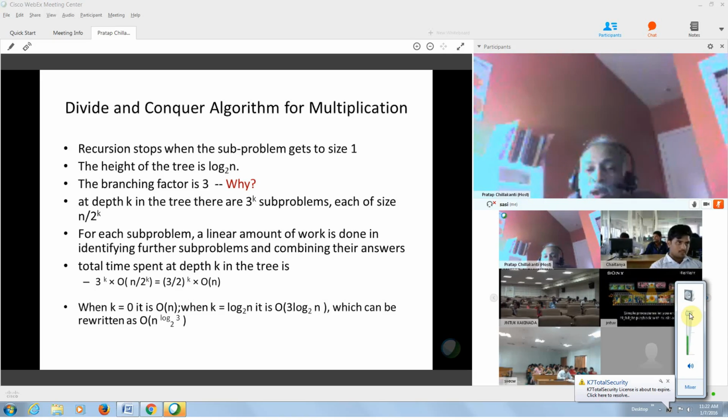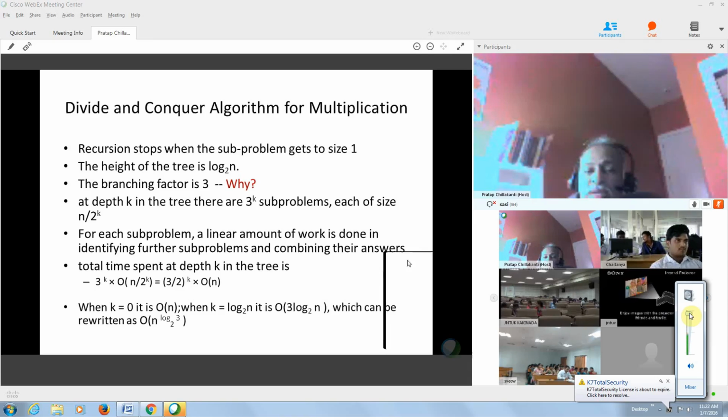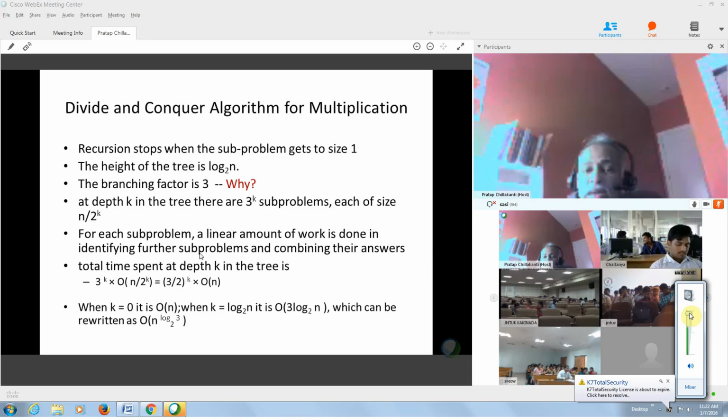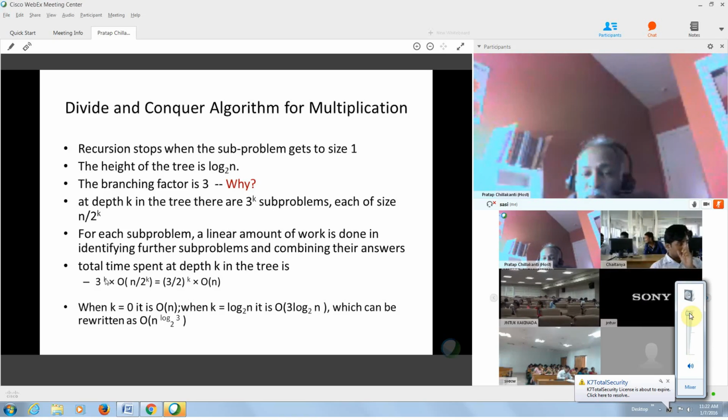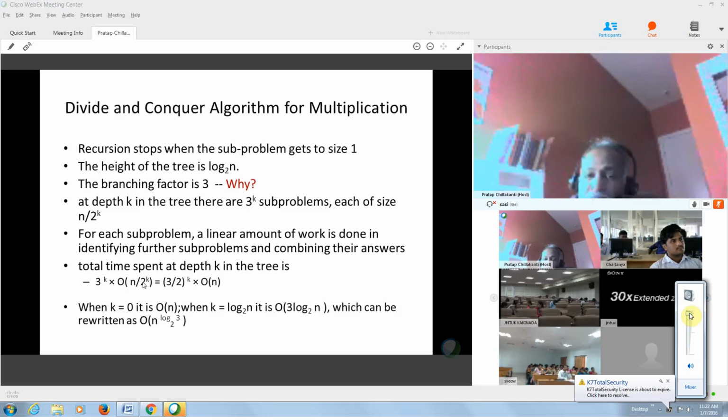Now, when you do these things, for each subproblem you do a linear amount of work, right? Because you have to first divide, identify further subproblems, and combine the answers. So researchers who have produced papers have come up with this. The total time spent at any depth k in the tree is 3 raised to k times order of n over 2 raised to k. You simplify that, then it becomes what this shows here.